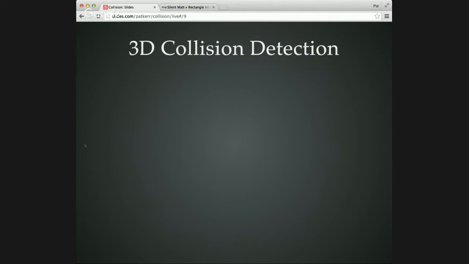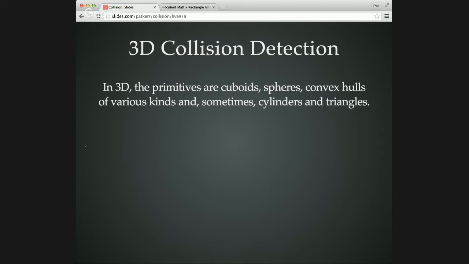Right, let's talk a bit about 3D. So in 3D, the standard primitives that we work with are, as it says there, cuboids, spheres, convex hulls, which I've mentioned but might need to explain a bit, and some other things, including cylinders and triangles.